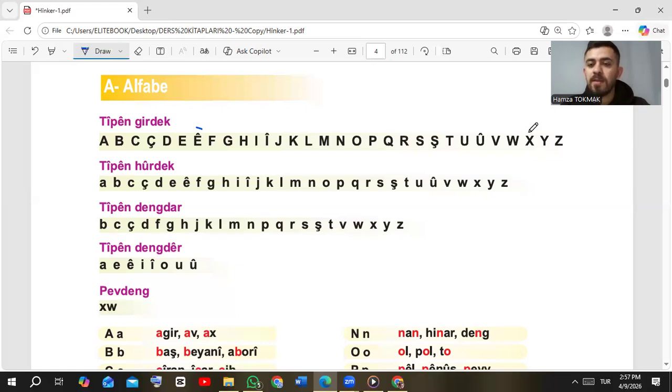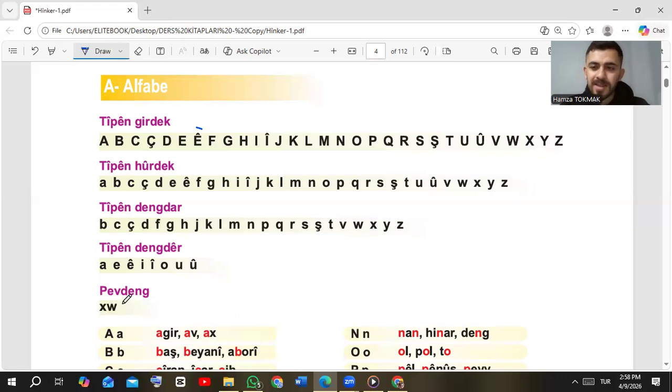And here we have X, Y, and Z. Some points we should know: when we write a sound like this, in the small form we have a dot here, as you see. And our alphabet is like that.